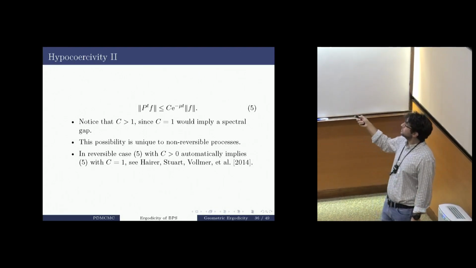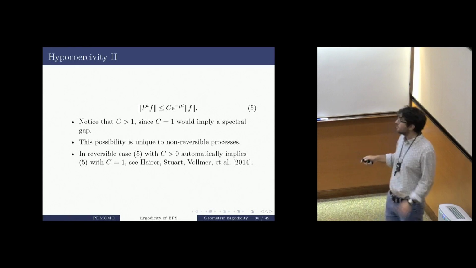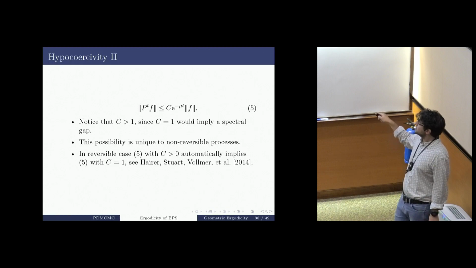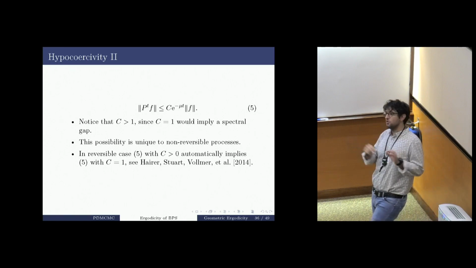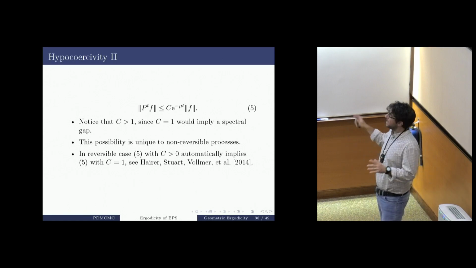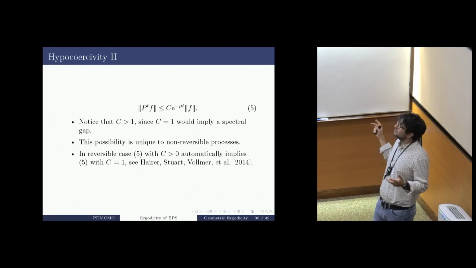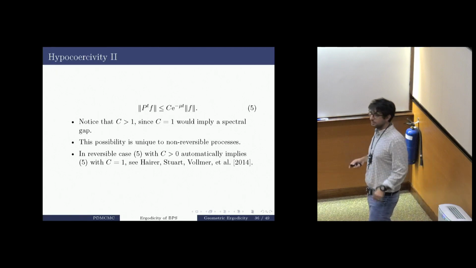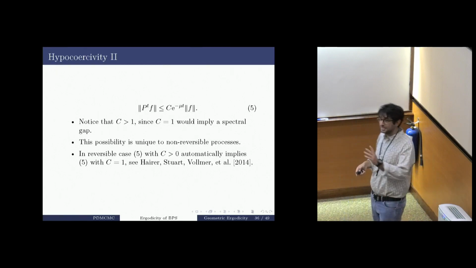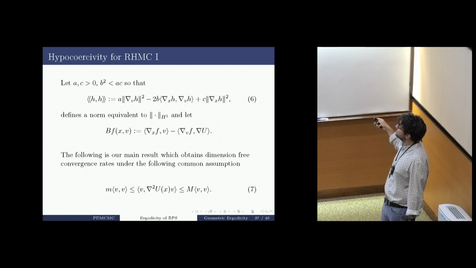If the process was reversible, if you could get something like this, it would automatically imply the existence of a spectral gap. There's a very nice argument in the paper by Martin Hairer, Andrew Stuart, and Sebastian Vollmer. Essentially, it holds not just for reversible processes, but for anything whose generator admits a spectral decomposition, so anything that has a normal generator. It's a very nice tensorization trick where essentially you take the constant and you send it to 1. So the only possibility for this without having a spectral gap is for a non-reversible process.